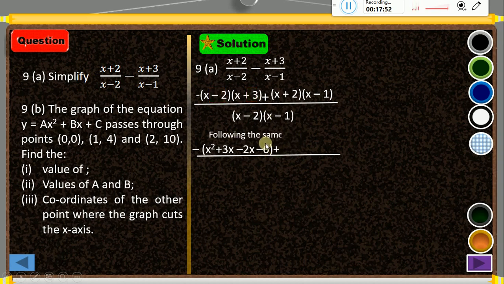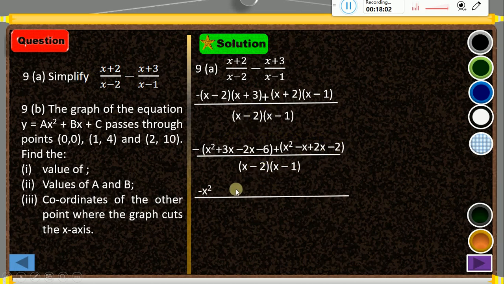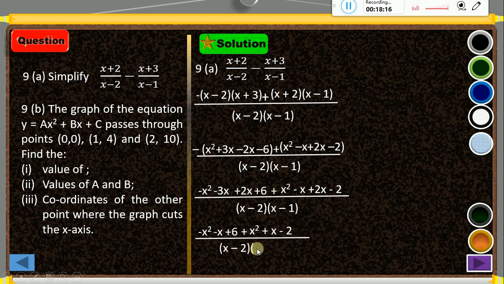Now following the same process, we can multiply x plus 2 and x minus 1 to get this. And then this is repeated. Then we simplify the numerator here, we have this. As is seen on the screen now, the denominator still remains the same. Then simplifying the numerator further, we are going to get this and then over this.